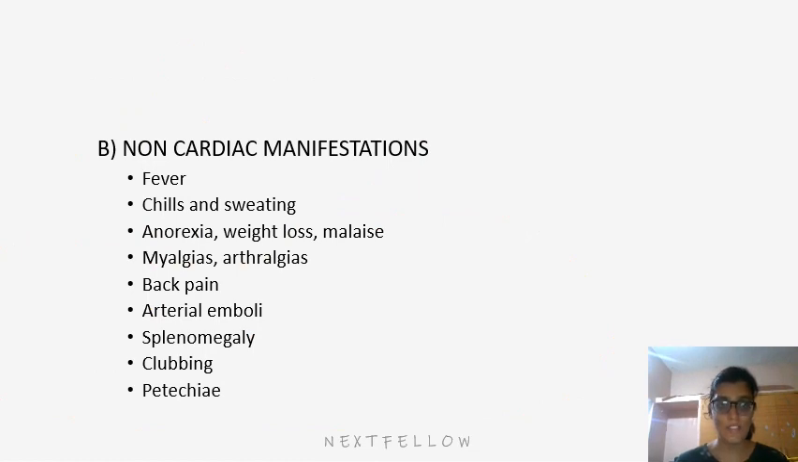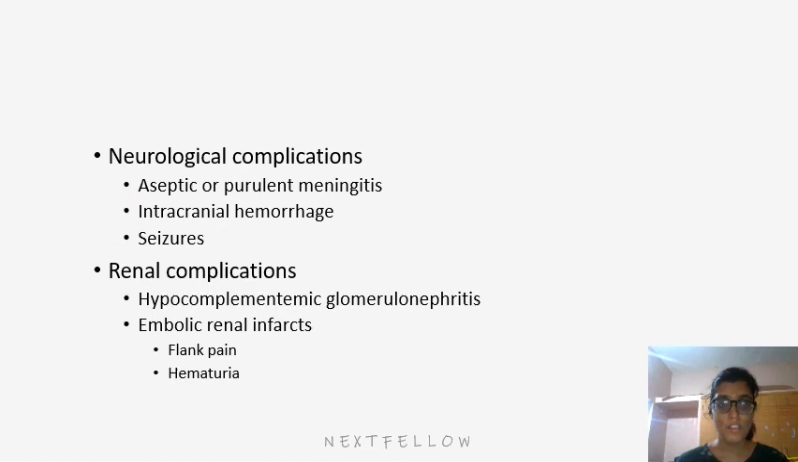The non-cardiac manifestations are fever, chills and sweating, anorexia, weight loss and malaise, myalgia, arthralgia, back pain, arterial emboli, splenomegaly, clubbing and petechiae. The neurological complications include septic or purulent meningitis, intracranial hemorrhage, and seizures. Renal complications include hypocomplementemic glomerulonephritis and embolic renal infarcts with flank pain and hematuria.